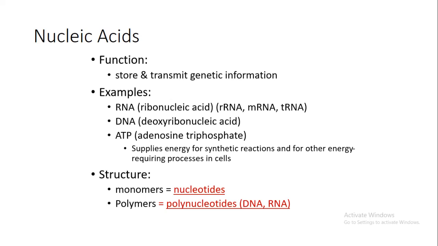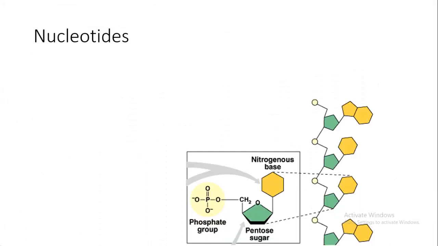The monomers of nucleic acids are just known as nucleotides. These nucleotides come together and bond through the help of phosphodiester bonds to form DNA or RNA. All these things will be explained later on.